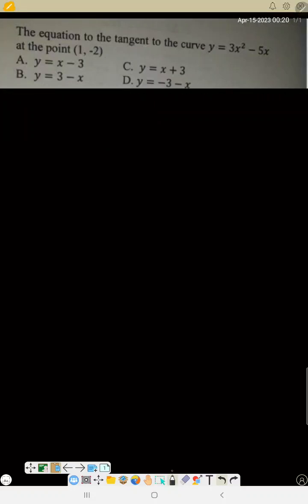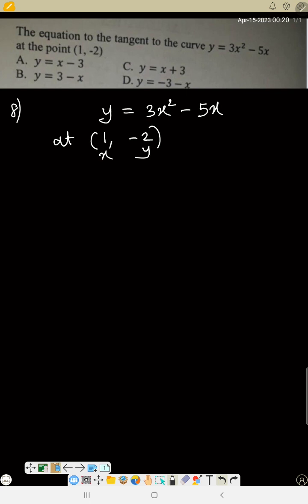So, continuation, this is number 8. The equation of the tangent to the curve y equals 3x squared minus 5x at (1, -2). So this is x and this is y. Equation of the tangent of this curve means, from this y equals 3x squared minus 5x, you find the dy/dx first.